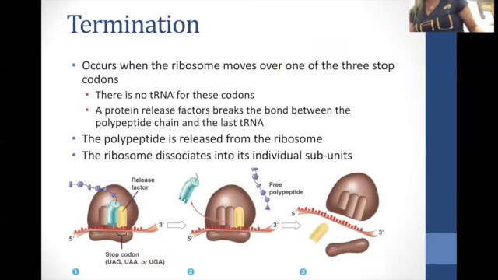Finally, we get to termination. In termination, it's going to occur when the ribosome moves over one of the 3 stop codons. These stop codons don't code for any amino acid, and so it's an empty spot, and that signals that we are done with the process, that it is over. The polypeptide's released from the ribosome, and the ribosome disassociates into its individual subunits.